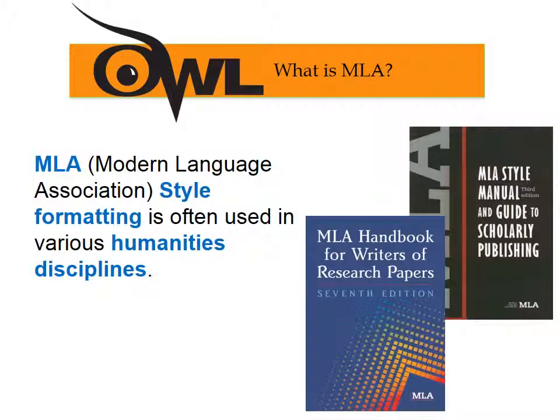MLA, Modern Language Association, style formatting is again the style used for humanities disciplines. It's an academic style for writing, and it includes answers to almost every question, like whether or not you need to use the Oxford comma, which is the comma that follows the next to the last thing in a list before the word and. For MLA you do, and for other styles sometimes you don't.